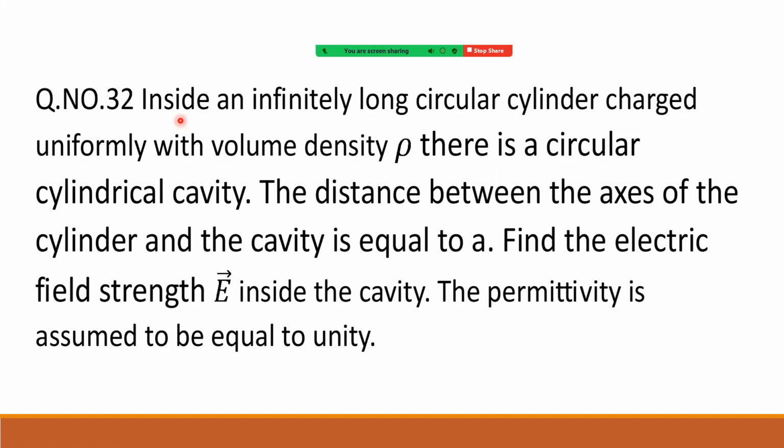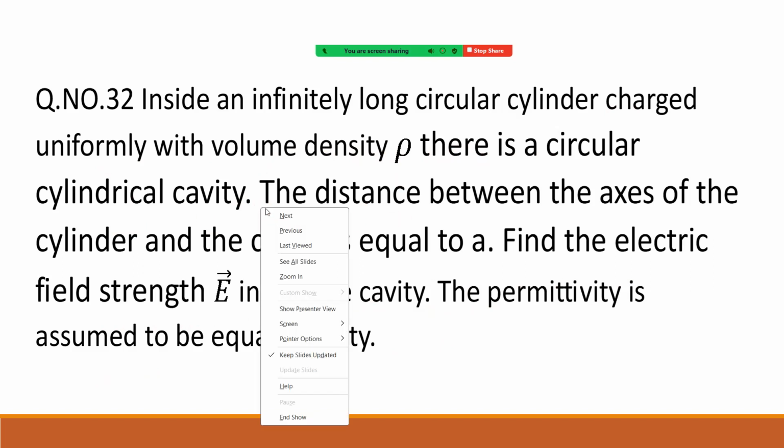Inside an infinitely long circular cylinder charged uniformly with a volume density rho, there is a circular cylindrical cavity. The distance between the axis of the cylinder and the cavity is equal to A. Find the electric field strength E bar inside the cavity. The permittivity is assumed to be equal to unity. So there is an infinitely long cylinder which is charged in the volume, and there is a circular cylindrical cavity. So how do we solve this one?